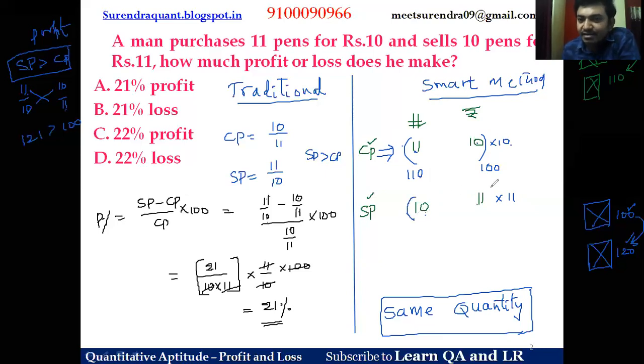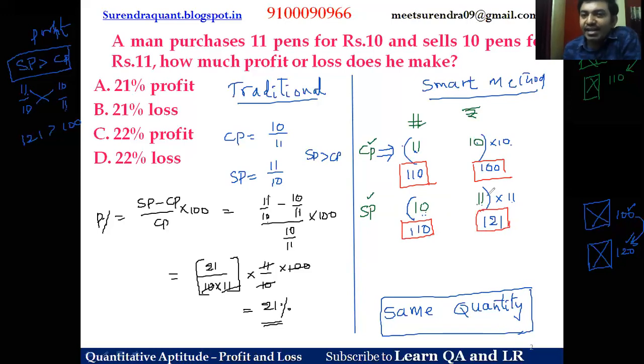Now here, the same: 10 multiplied with 11. Why? I am trying to make the number of articles the same in both cases. Now 10 articles into 11, 110 articles, 11 into 11, 121. Now see guys, our reference: 110 articles CP is 100, 110 articles selling price is 121. Now he is purchasing the same quantity and selling the same quantity, so forget about that. Now CP is 100, SP is 121. What is the difference in value? 21%. Why? Because the base is 100 only, right?